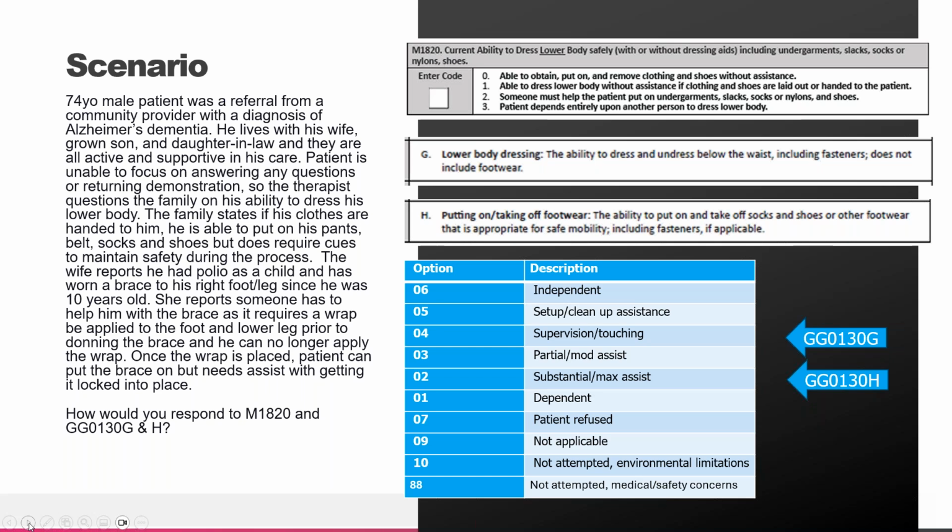74-year-old male was a referral from the community with a diagnosis of Alzheimer's dementia. He lives with his wife, grown son, and a daughter-in-law, and they are all active and supported in his care. Patient is unable to focus on answering any questions and returning demonstration, so the therapist questions the family on his ability to dress his lower body. The family states if his clothes are handed to him, he's able to put on his pants, belt, socks, and shoes, but does require cues to maintain safety during the process.